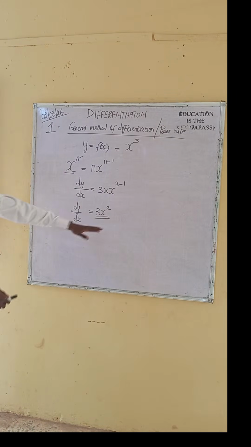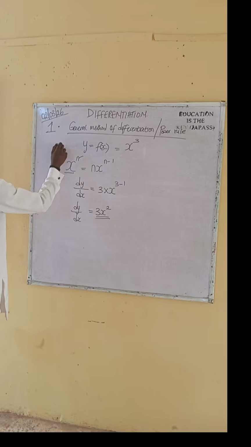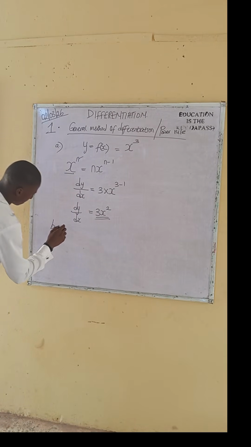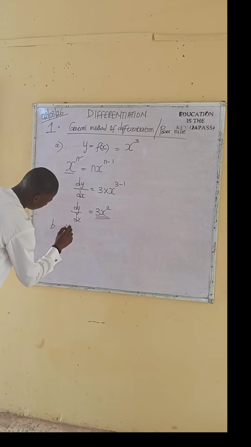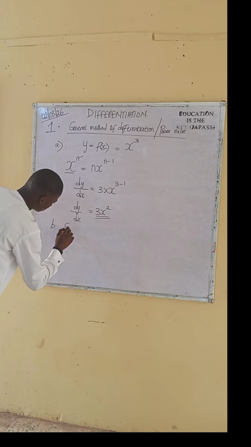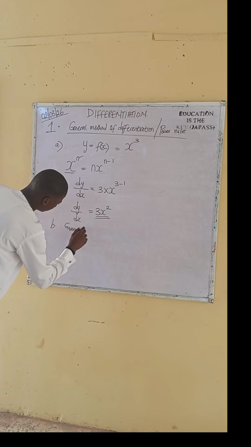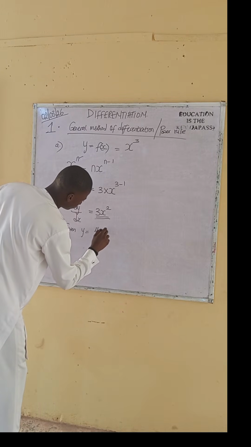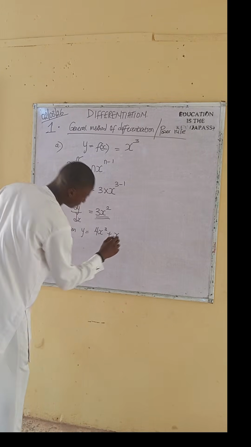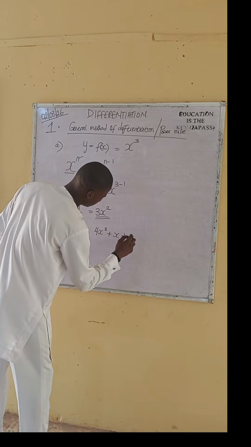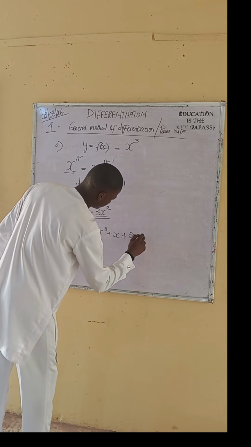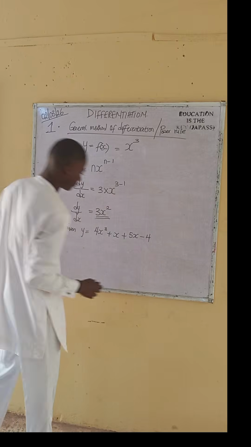You understand? So this is what this method is talking about. So let's take another example quickly. Let's say y equals 4x cubed plus x plus 5x minus 4.